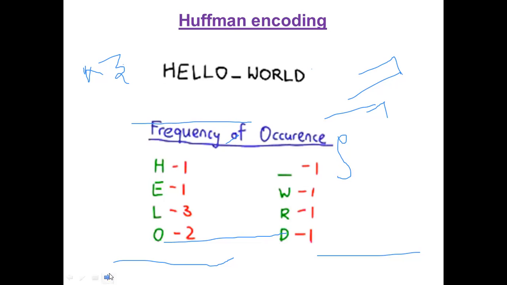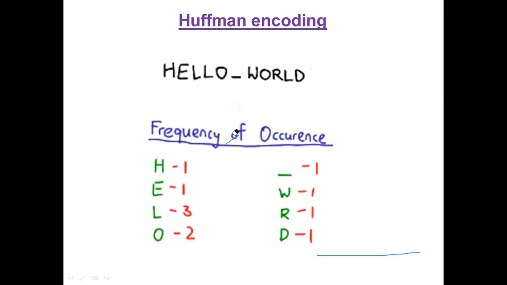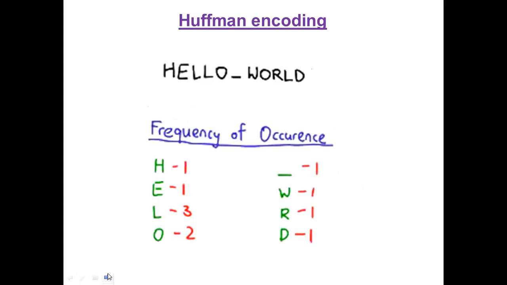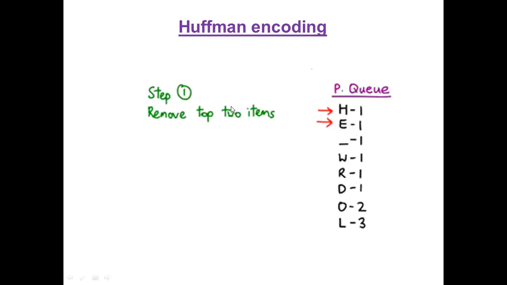So as we discussed before, we have written the frequency of the characters. Now, after writing the frequencies, step one is to remove the top two items. What do the top two items mean? They are the lowest frequencies here.